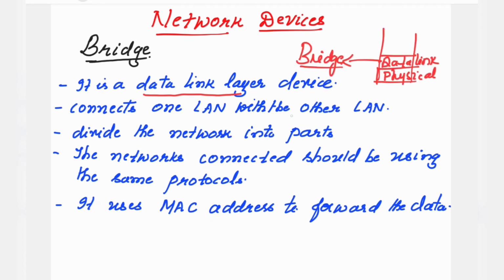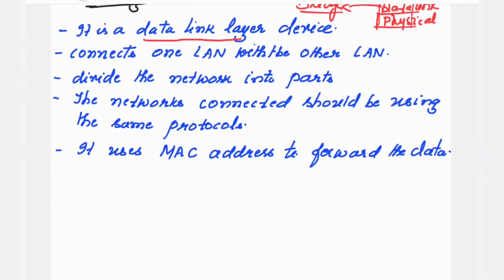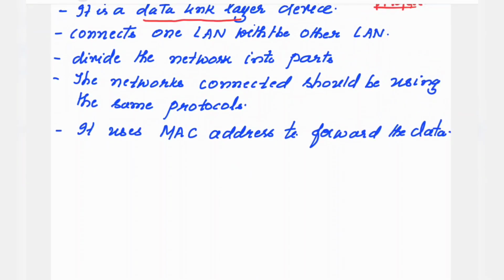It connects one LAN with another LAN. It divides the network into parts. The networks connected should be using the same protocols. It uses the MAC address to forward the data. I'll explain these points with a diagram, and you should first recall the functioning of the hub, which I explained in one of my previous video sessions.